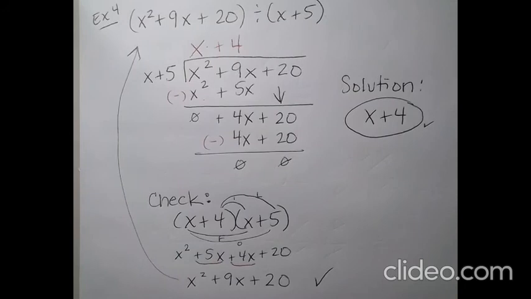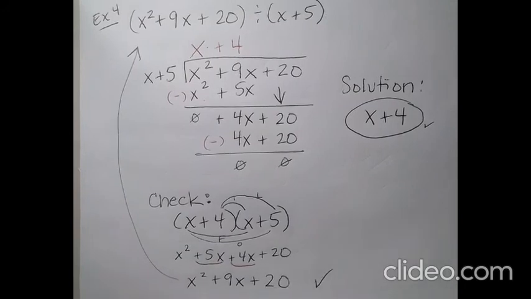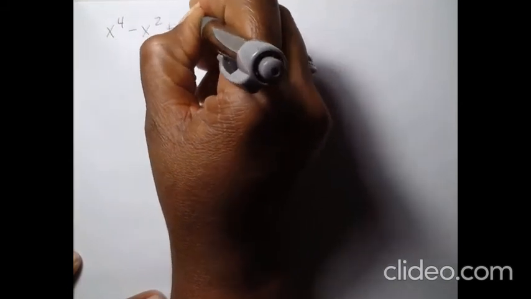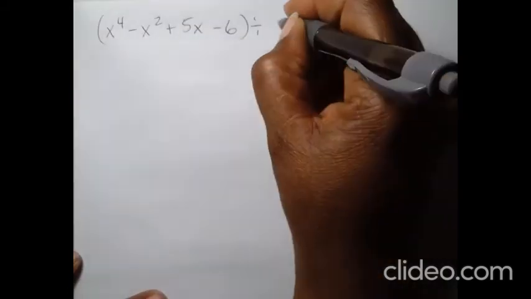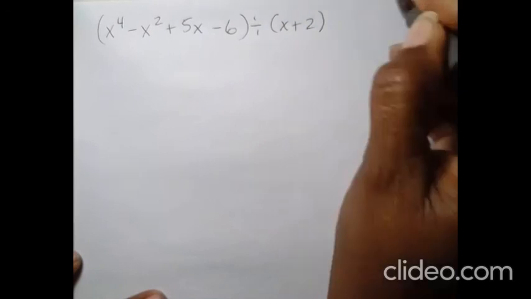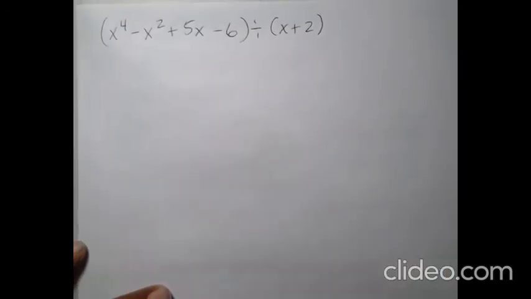Okay. Let's do another example. Let's see what we have here. We have x to the 4th minus x squared plus 5x minus 6, and this is divided by x plus 2. So again, let's put this into divisor format.